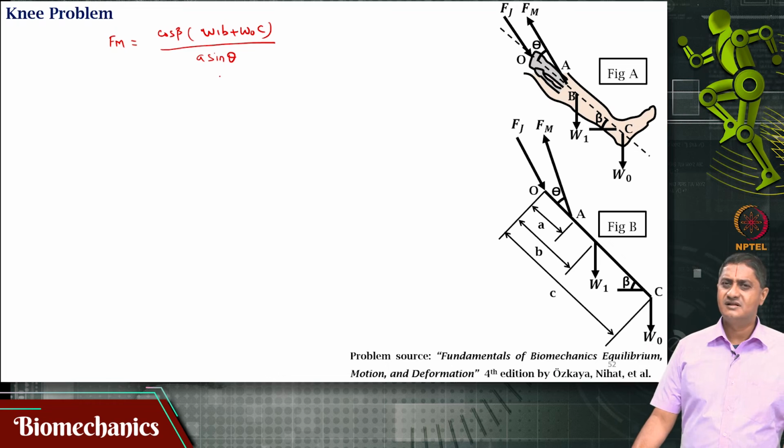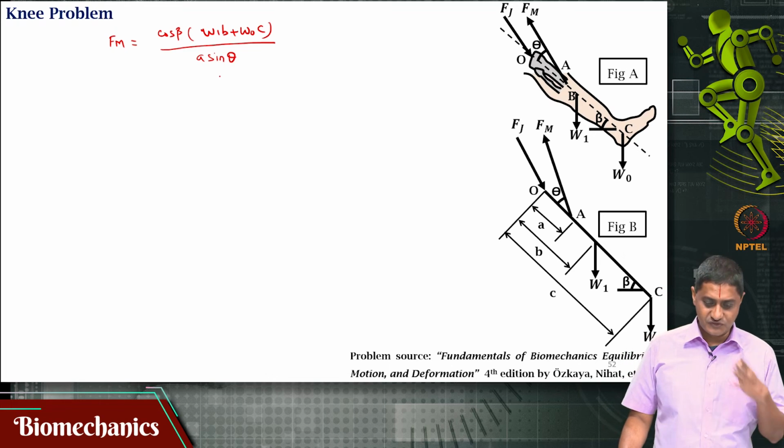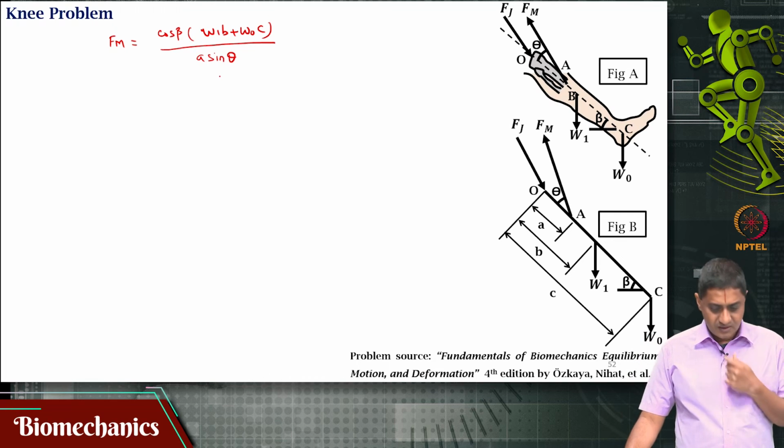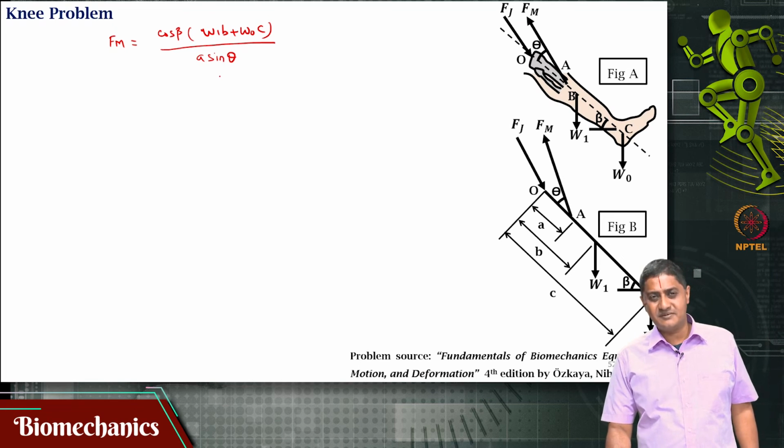What is this? Let us remind ourselves of what this is. This is the quadriceps muscle force, or the force produced by the quadriceps muscle to support the leg at an angle of beta from the horizontal. To support the leg at an angle of beta from the horizontal, you need this Fm force. Now, how do I find Fj?